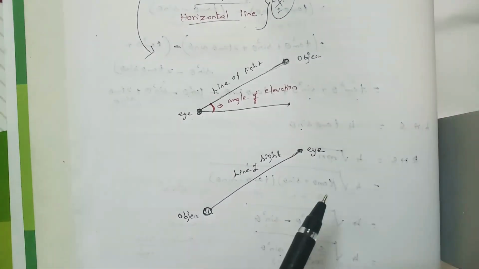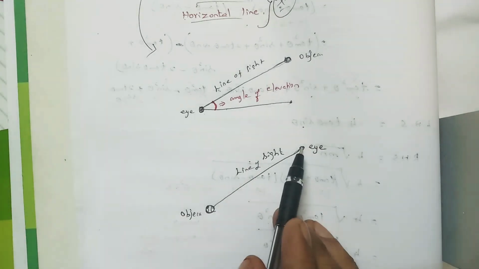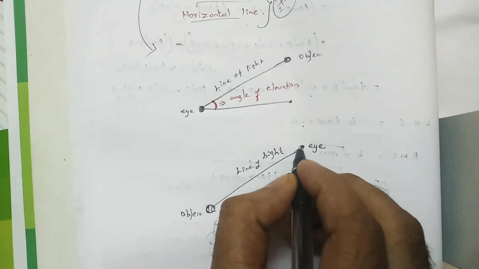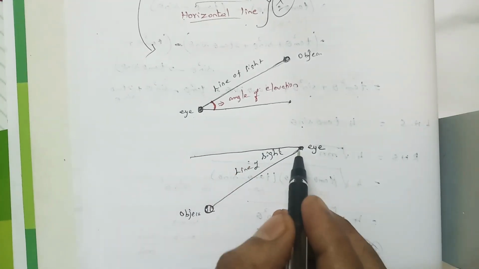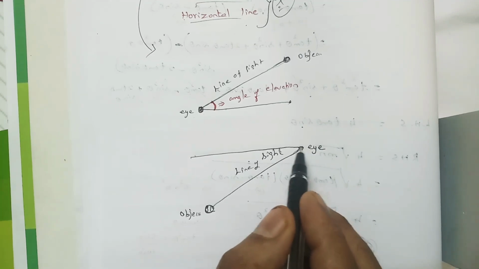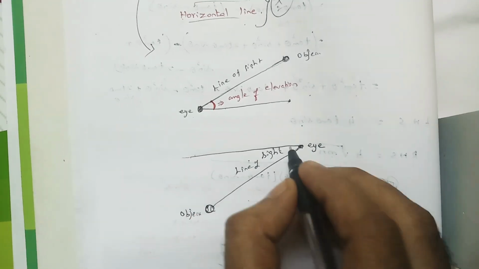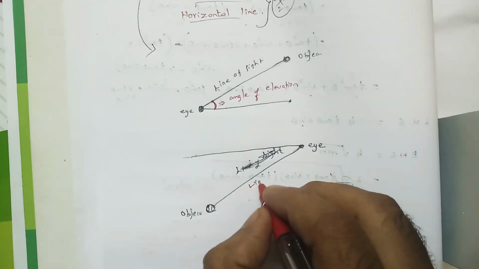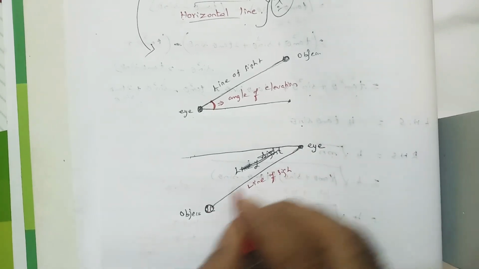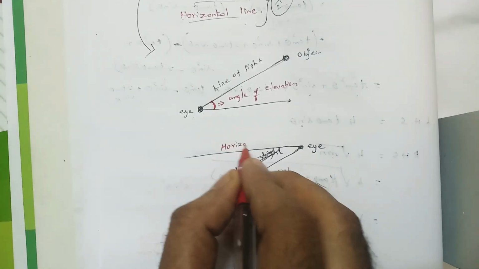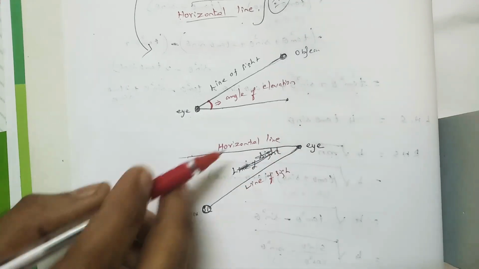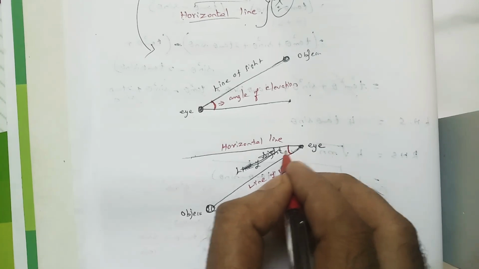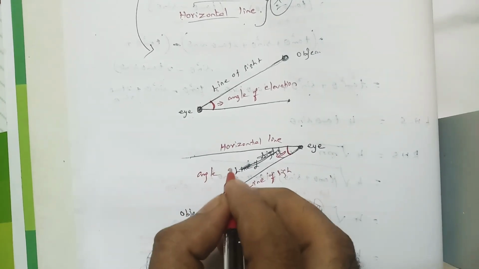Where does the horizontal line come from, the object or the eye? From the eye; from the eye alone we have to draw the horizontal line. For the angle of depression, the eye is at the top, so there the horizontal line will come. In between the line of sight and the horizontal line, some angle is formed. That particular angle is called the angle of depression.